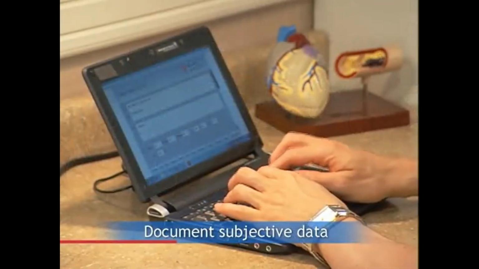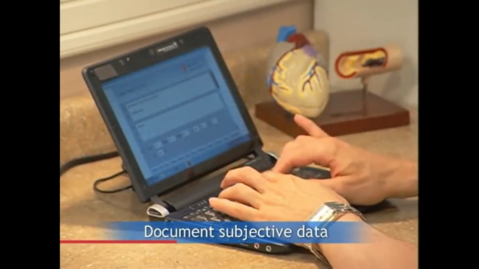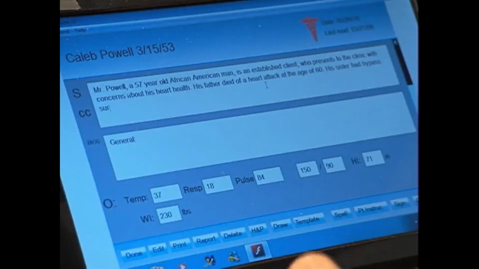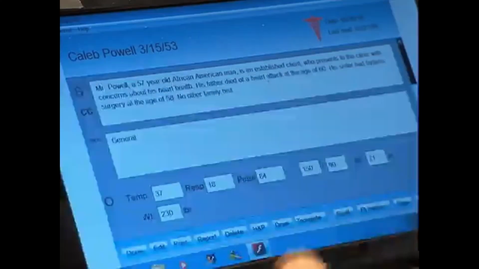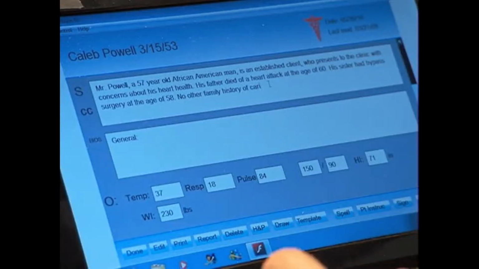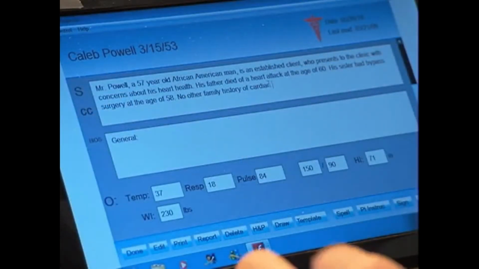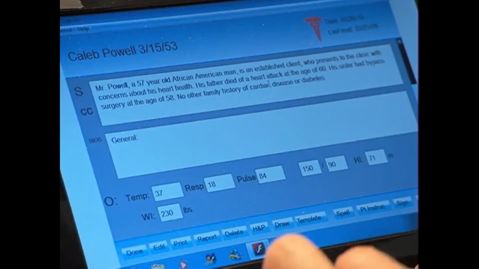After completing your subjective data collection, document your findings in the client's health record. Be sure to report both positive and negative findings clearly and accurately. Provide details about any positive findings to give as clear a picture as possible about the client's current health concerns. Mr. Powell, a 57-year-old African-American man, is an established client who presents to the clinic with concerns about heart health. His father died of a heart attack at age 60. Sister had bypass at age 58. No other family history of cardiac disease or diabetes.